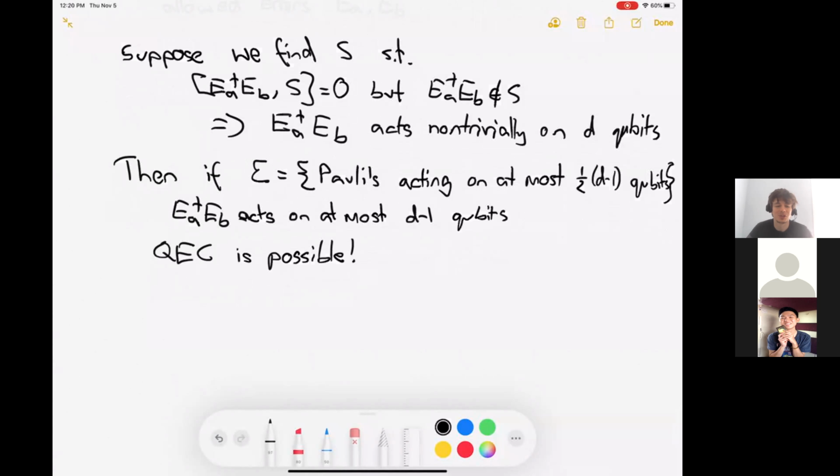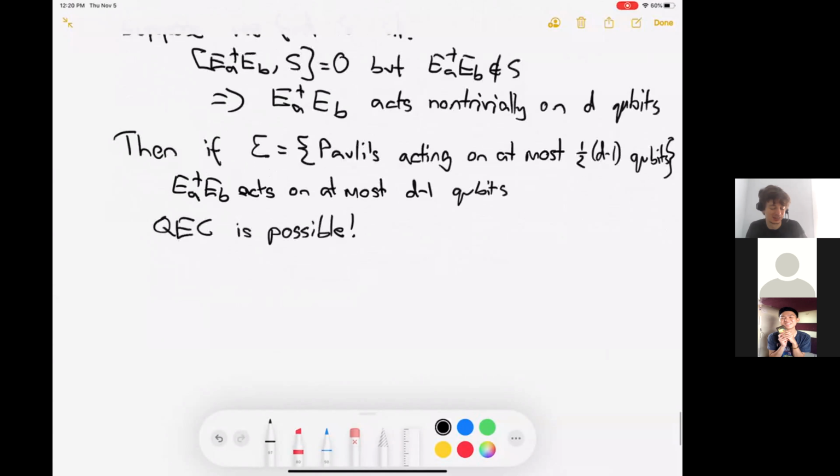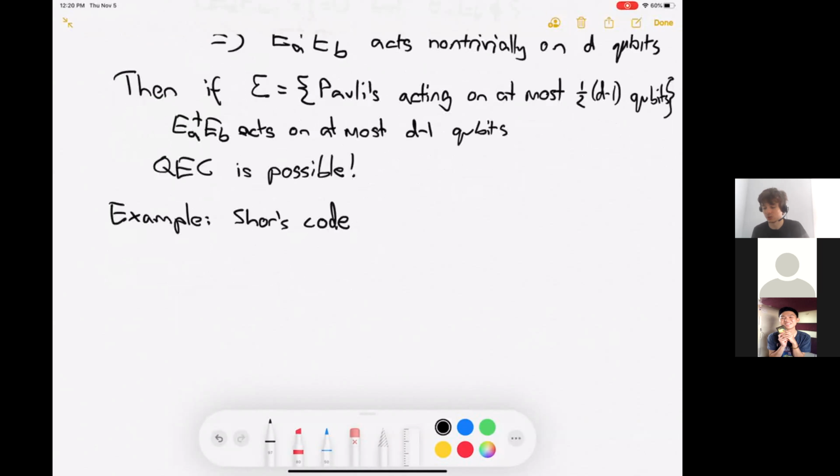What's the one very explicit quantum error correcting code we've seen so far? Shor's code. Indeed. And it turns out Shor's code, along with many, many other things, is an example of a stabilizer code.